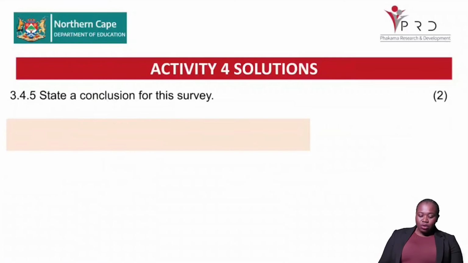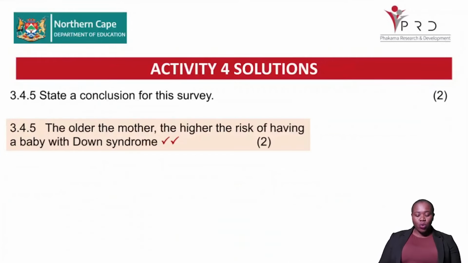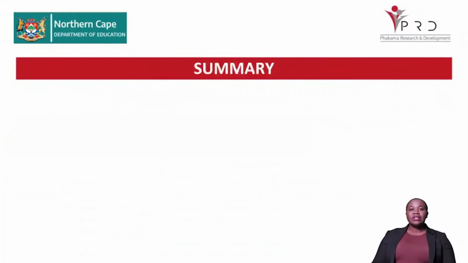3.4.5, state a conclusion for the survey. Obviously, from the results that we saw, as the age of the mother increases, the number of babies born with Down syndrome also increases. Or you can say that the younger the mother, the lower the number of babies with Down syndrome. So your conclusion can speak about the mothers that are older or the mothers that are younger. The older the mother, the higher the risk of having a baby with Down syndrome.